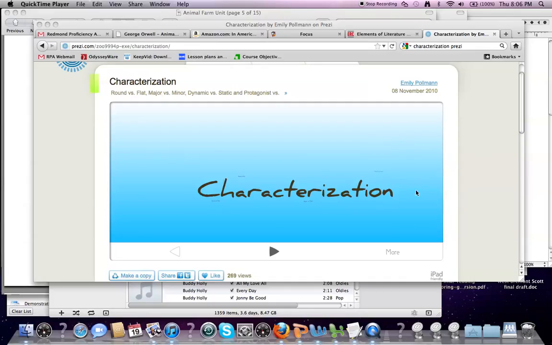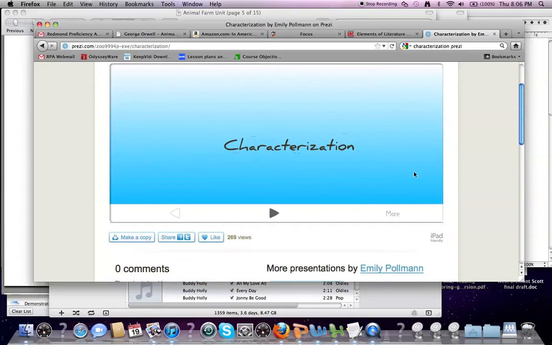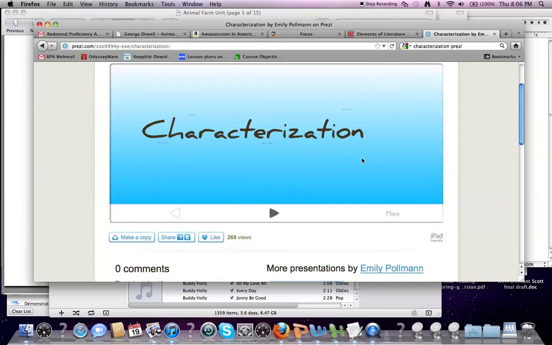To class, everyone. What we are going to be doing today is talking a little bit about characterization, and specifically about the complex character and how that applies to Animal Farm. Now, some of this is going to be a bit of a review.